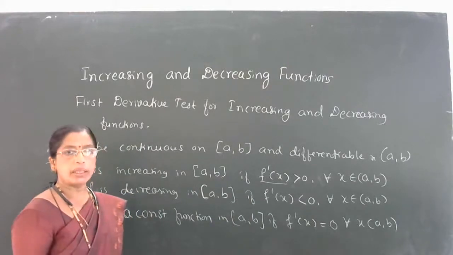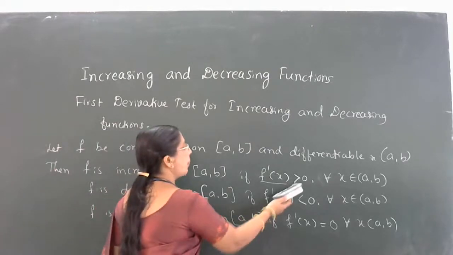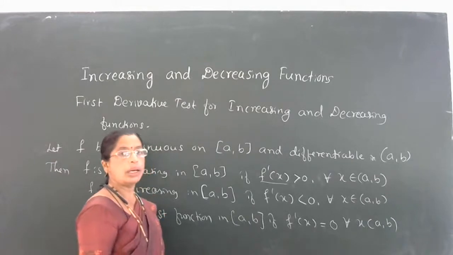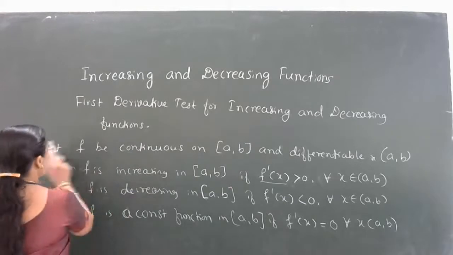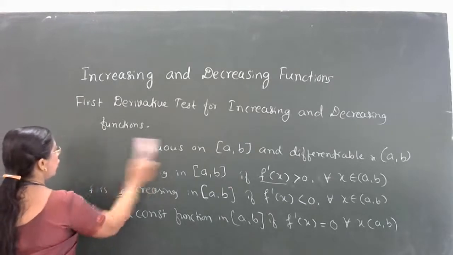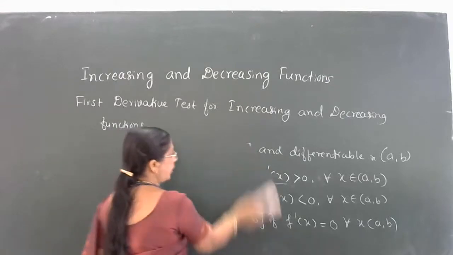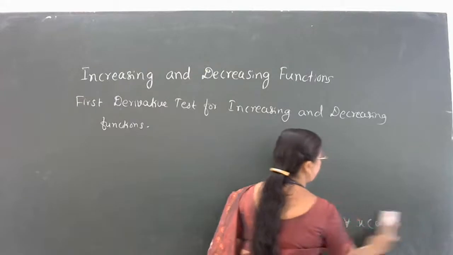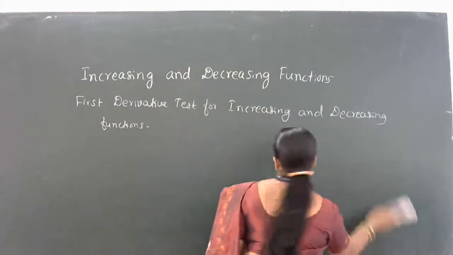derivative of the function. Note here that the derivative of the function is greater than 0, or less than 0, or equal to 0. If the value of f dash x is positive, the function is increasing. If it is negative, the function is decreasing. If it is equal to 0, the function is constant.